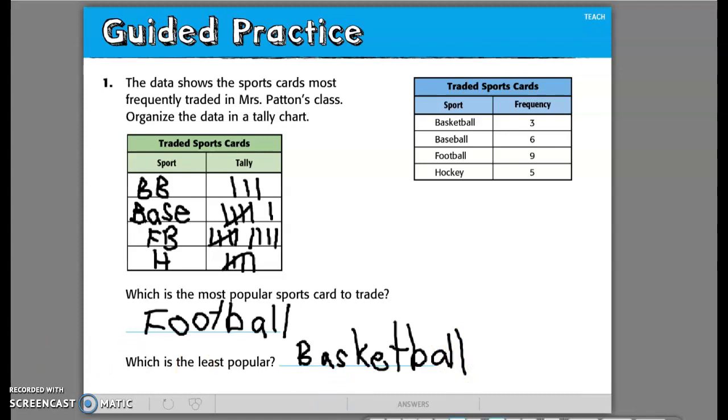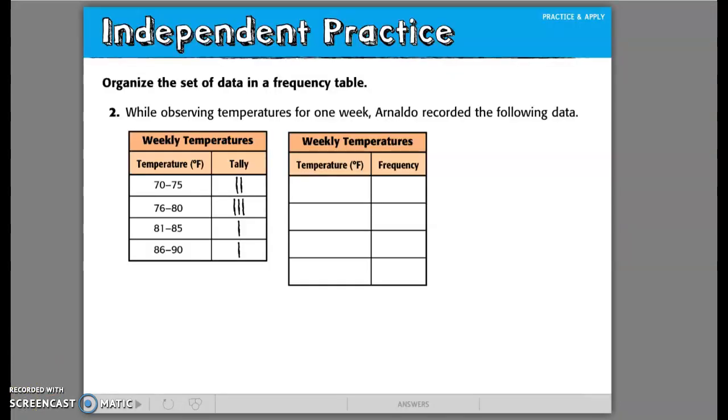So moving on to page 693, we are going to do the evens. So on number 2, it says, while observing temperatures for 1 week, Arnaldo recorded the following data. And so if the temperature was between 70 and 75, he put tallies in the first one. If those temperatures were between 76 and 80, then he put the tallies in the second box. Temperatures from 81 to 85.